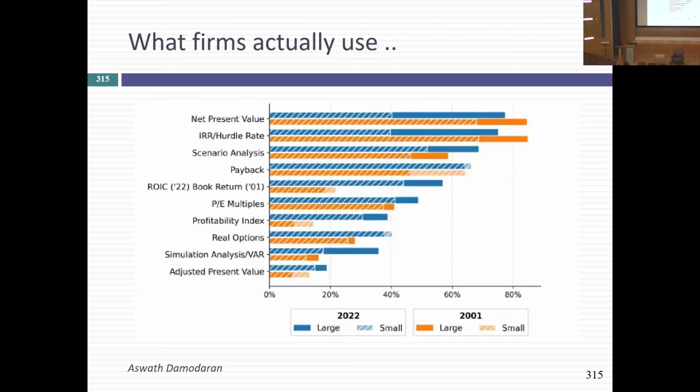So I'll show you what the statistics look like across companies. This is from a survey of US companies, large and small. Basically it looks at the percent, and it gives you the difference between what the numbers look like in 2022 and the number in 2001. So if you look at large companies, in 2001, more of those companies used NPV than they do now. So in fact, there's been a shift away from NPV and IRR across both small and large companies. Towards what? You see actually a move back towards accounting returns.